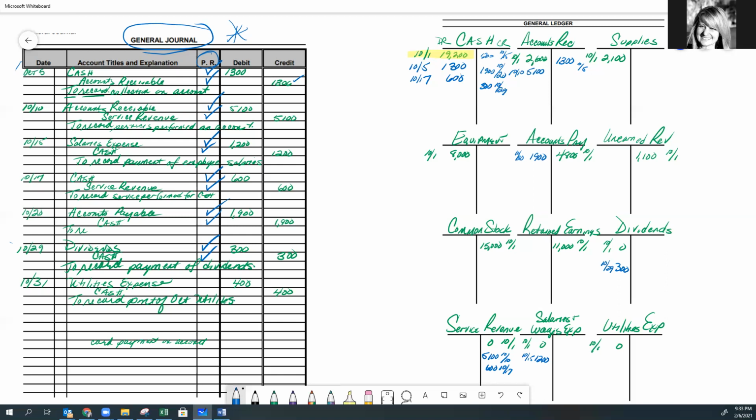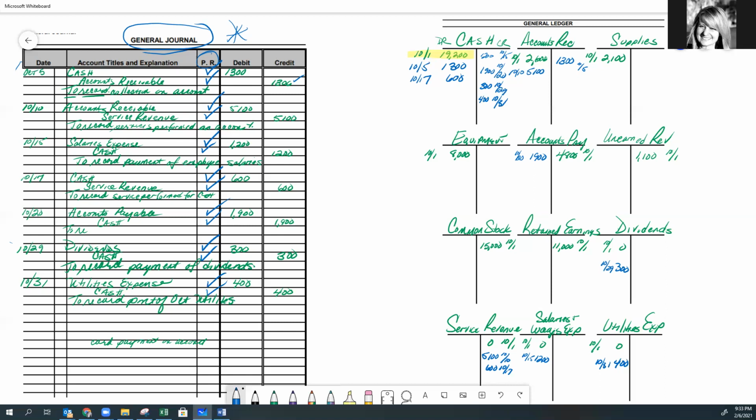So let's take our utilities expense and debit that 400 on 10/31. Okay, and we're crediting cash same date for 400. Okay, so now everything has been posted to our general ledger. So our next step is going to be to determine our ending balances.